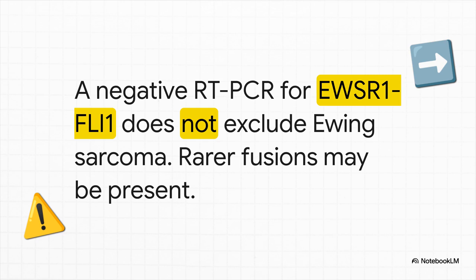Which leads us to this incredibly important point. If your lab runs a specific test that only looks for that one common fusion, EWSR1-FLI1, and it comes back negative, you are not done. You have not ruled out Ewing sarcoma. You could easily be looking at a case with that ERG fusion or one of the other rare ones. That's why sometimes you need broader tests, like FISH, if the first one is negative but you're still suspicious.